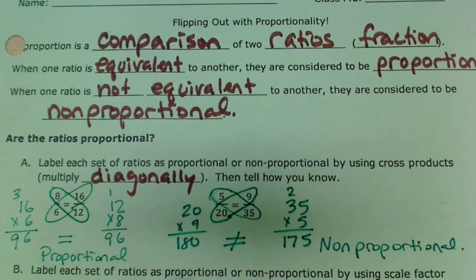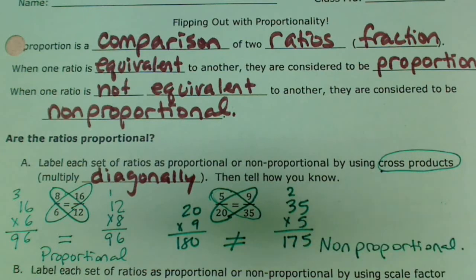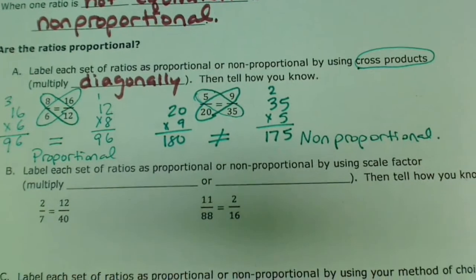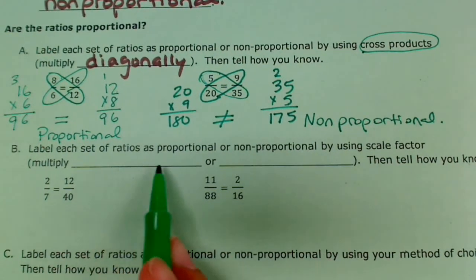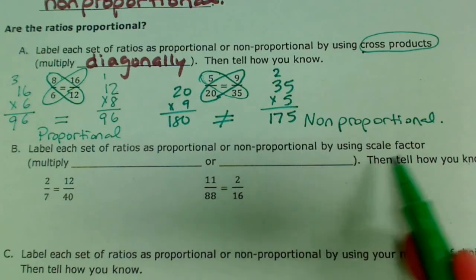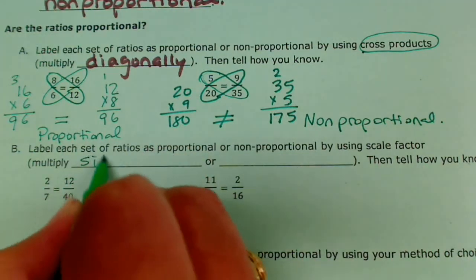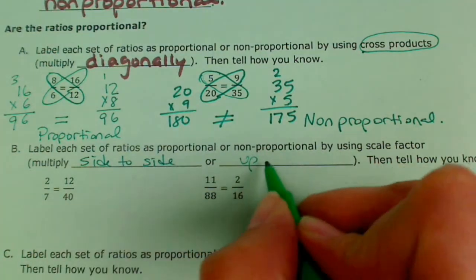So one way we can tell whether ratios are proportional or not is to cross product the fractions. So find out what the cross products are. In part B, we're going to use scale factor. So we're going to label each set of ratios as proportional or non-proportional by using a scale factor. That means that we're going to either multiply side to side or up and down.